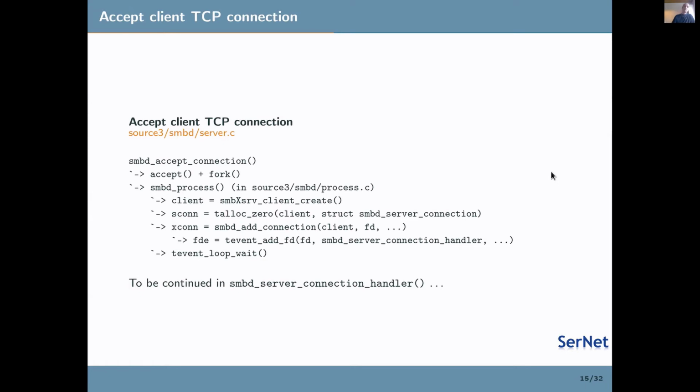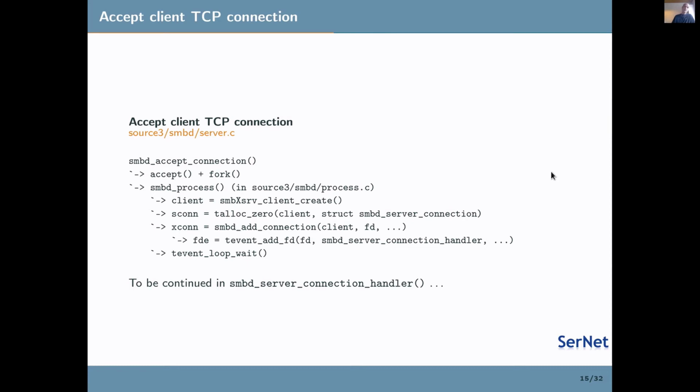The parent then just goes on, it closes the accepted socket again and moves back to the main event library, accepting new connections. So after the fork, from here on, we are in the child process. We're called SMB process, and now here we allocate some core objects that we use in the file server to track global state and session and connection state and tree connect state.